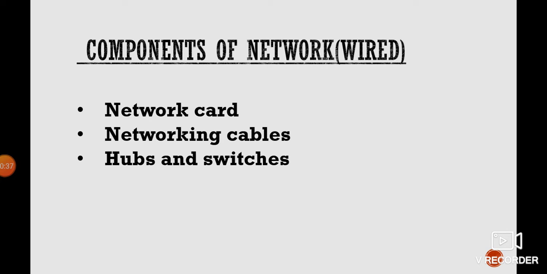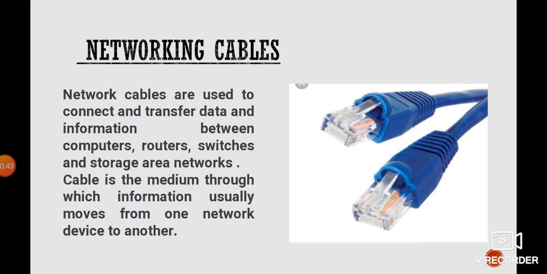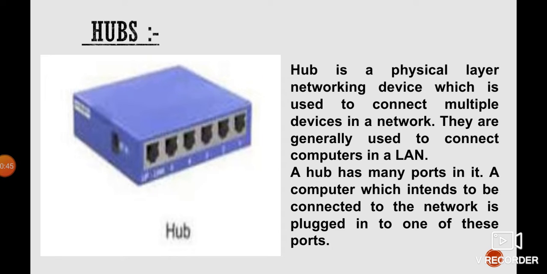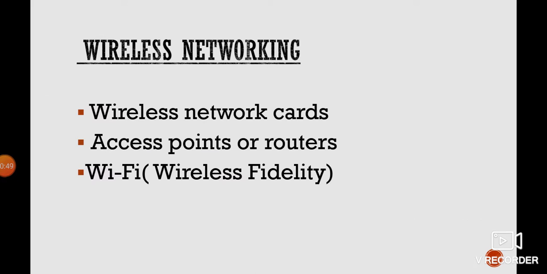In wired components, we have learned about network cards, networking cables, hubs, and switches. And in wireless networking, we learned about wireless network card, access point or routers, and Wi-Fi.